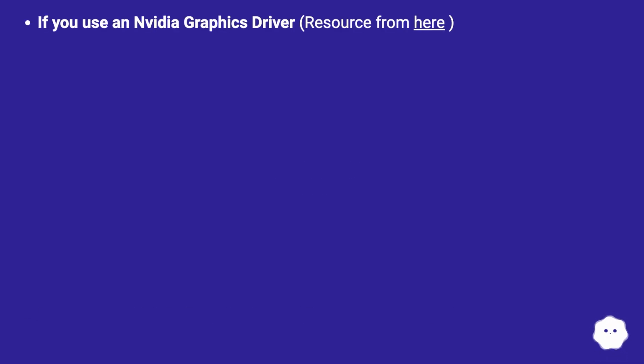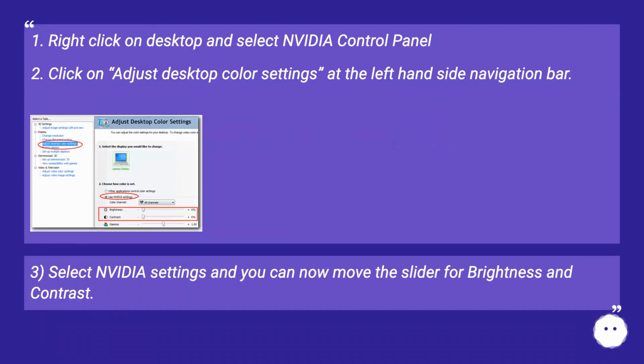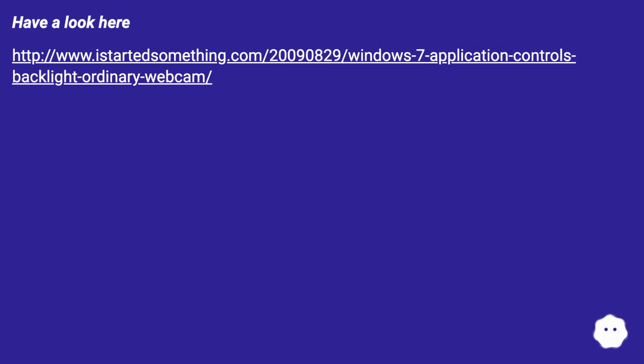If you use an NVIDIA graphics driver, resource from here. Right-click on Desktop and select NVIDIA Control Panel. Click on Adjust Desktop Color Settings at the left-hand side navigation bar. Point 3. Select NVIDIA Settings and you can now move the slider for brightness and contrast. Have a look here. This URL.